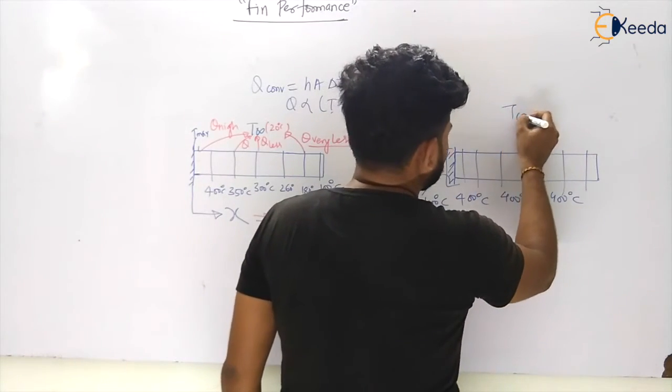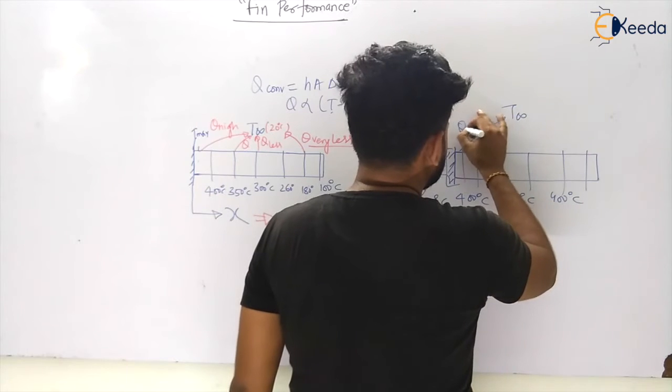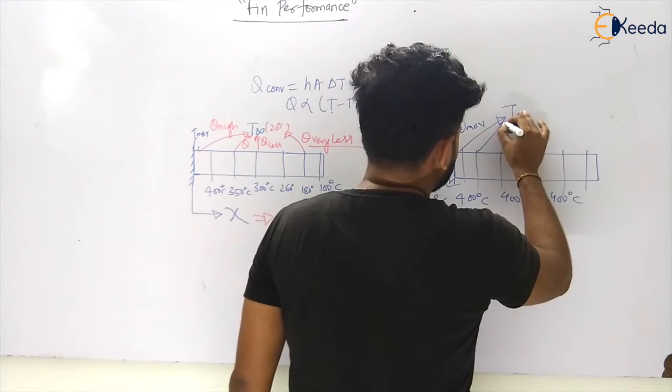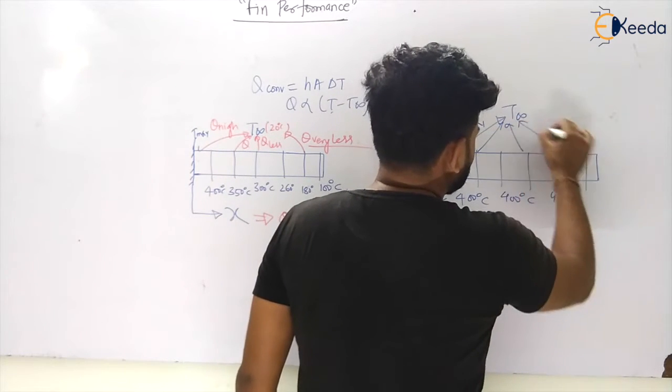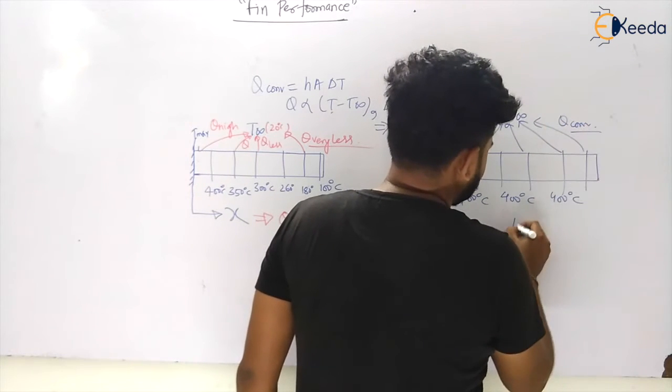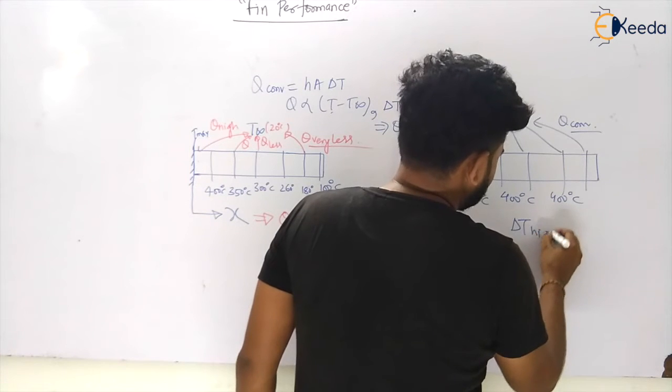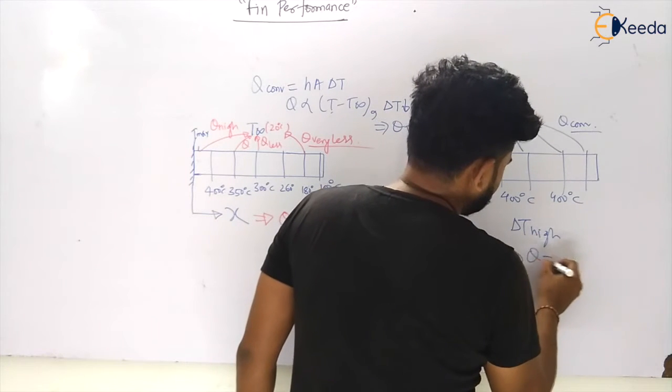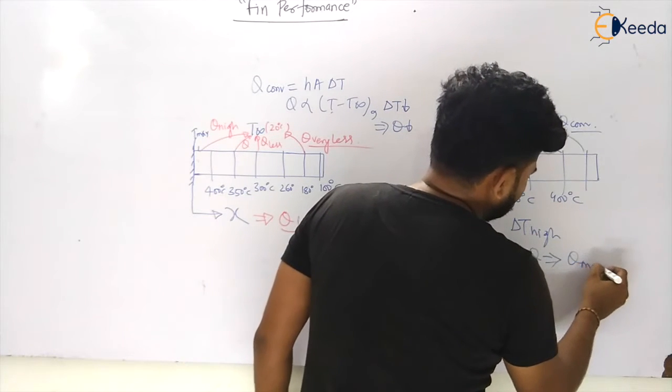And this is T infinity. So there will be maximum heat transfer, Q maximum, from all sides. The convection ΔT will be high. That implies Q will be equal to Q maximum, my dear students.